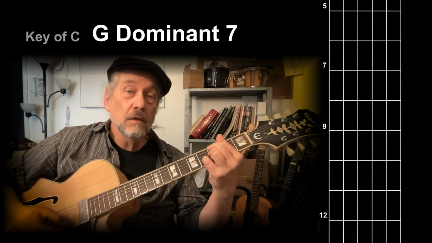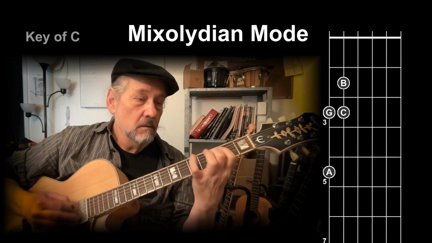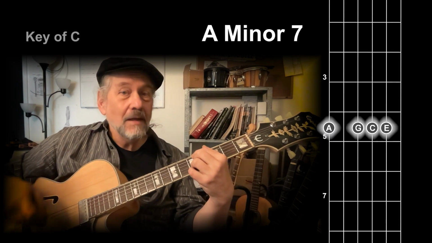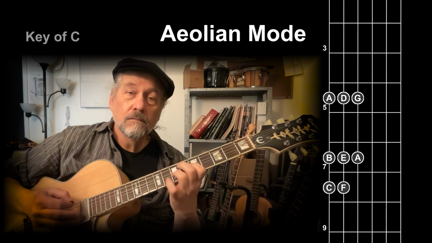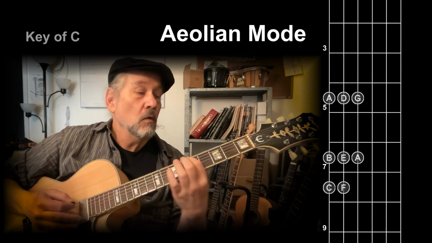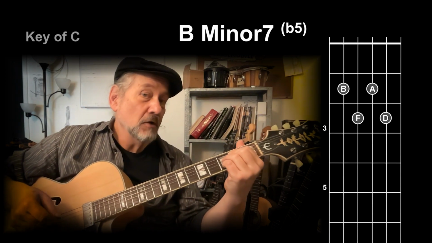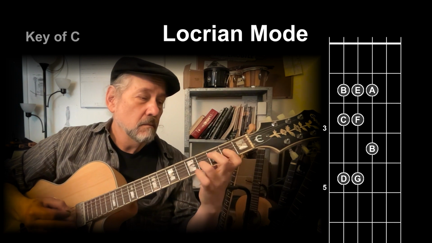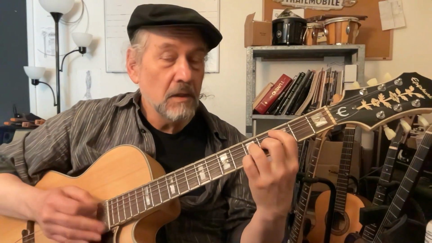The fifth chord, G dominant 7, Mixolydian mode. Chord number 6, Aeolian mode, A minor 7th. Chord number 7, B half diminished, or B minor 7 flat 5, and the mode is B Locrian mode. And that takes us back to Ionian mode, the C major scale.